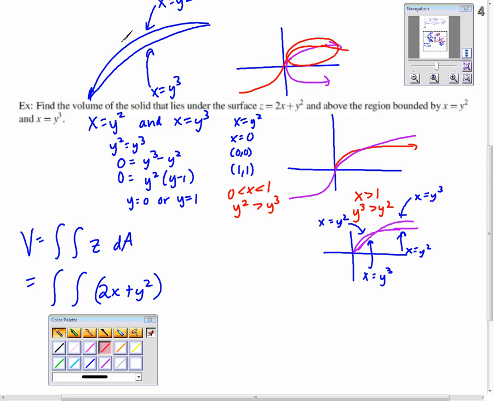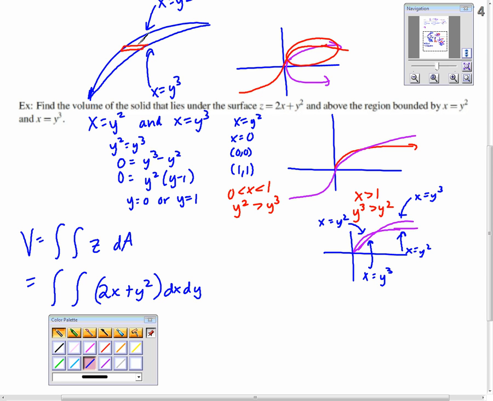dx dy, so you want them to go sideways? I guess it doesn't matter, does it? This one doesn't matter. Yeah, that's fine. Takes too long. Sideways? Okay, so that's dx dy.